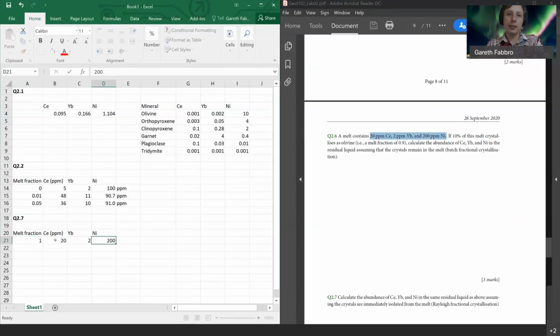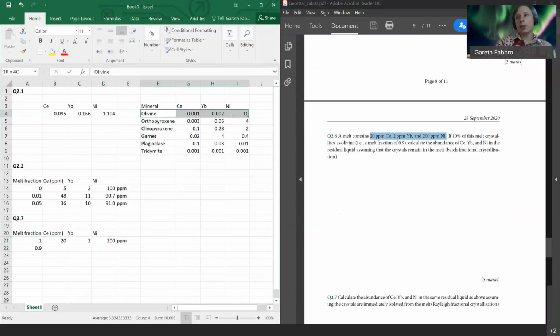And now we're on 0.9 as our melt fraction. And now we can calculate it. Remember, it's 10% olivine, so it's just olivine. The solid is 100% olivine.